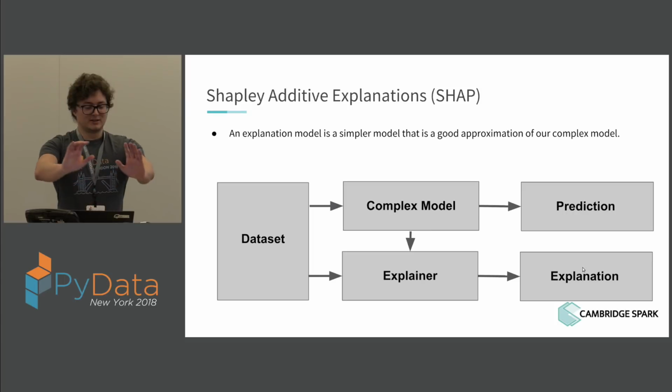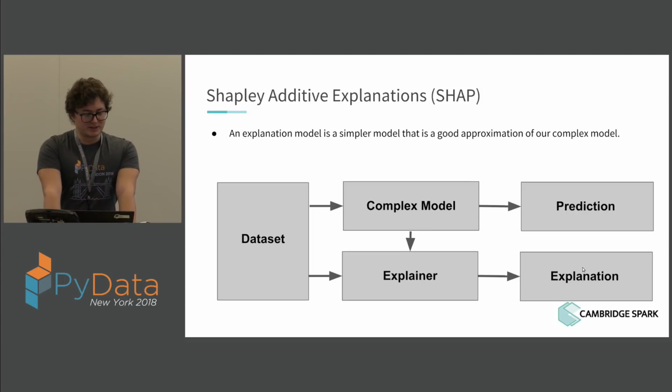So basically, what people did before to explain models is this framework. You're saying my model is too complex, I can't look at it, so I'm building another model that is simpler and easier to interpret and a locally good approximation of that model, and that's what you use to generate explanations.